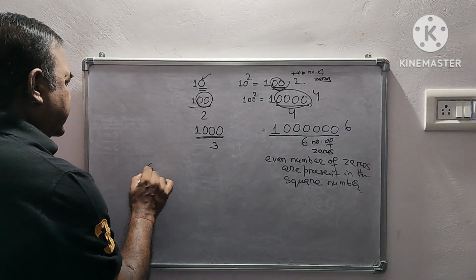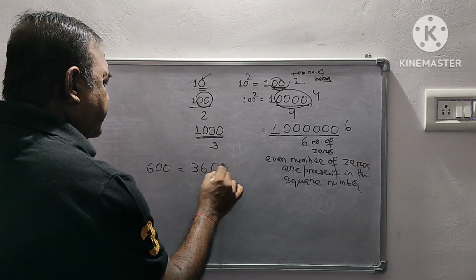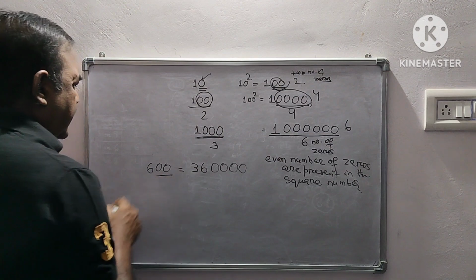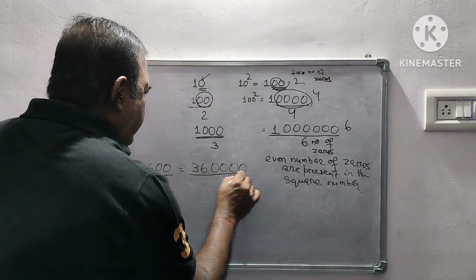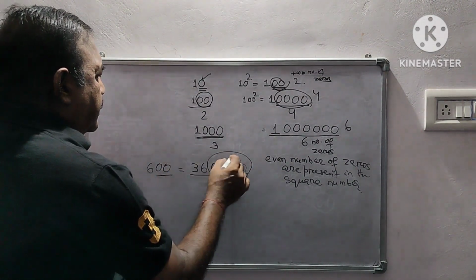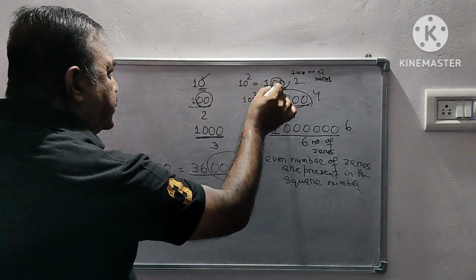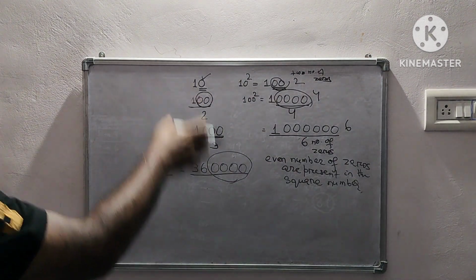Suppose 600. Before, 600 contains 2 zeros at the end, but the square number contains 4 zeros. So double of 2 is 4, double of 3 is 6, double of 1 is 2. So you should know this.